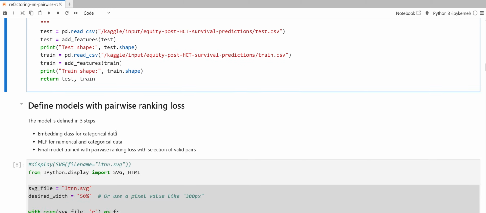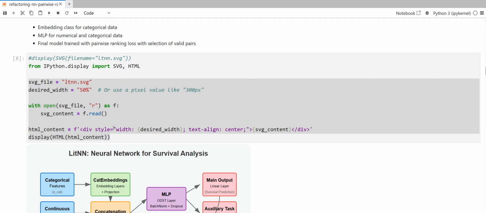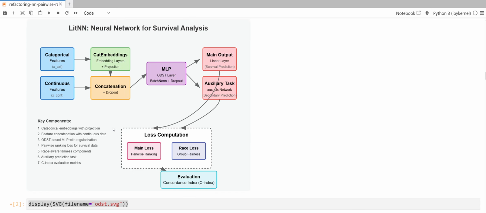All right, now we're getting to the heart of it. This diagram I made shows the architecture of the LitNN neural network, the real brains of this operation. I drew this up to help us understand what's going on, so let's walk through it together. First, on the left, we've got our inputs, our categorical features and our continuous features, all feeding into the network.